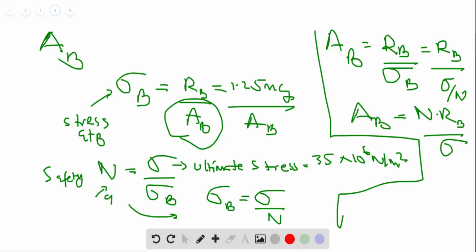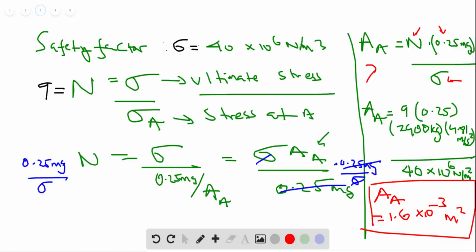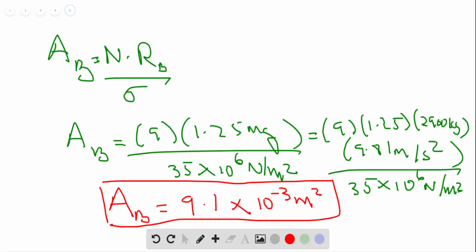Then we repeat the process. We're going to get the cross-sectional area at B using the same process. So it's a component of the safety factor, reaction at B, and the ultimate stress. We use different ultimate stresses. This one is 35 times 10 to the 6, and the previous one for A is 40 times 10 to the 6. And we solve for the cross-sectional area at B.